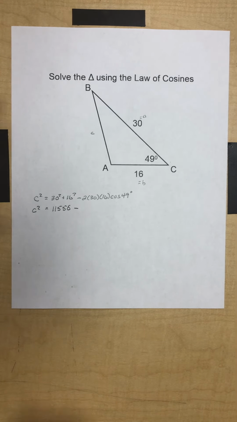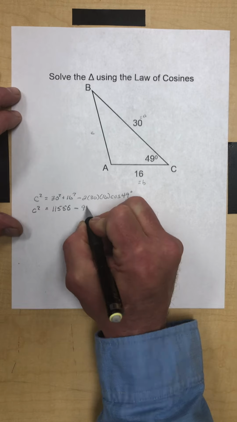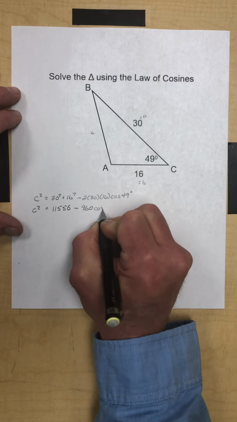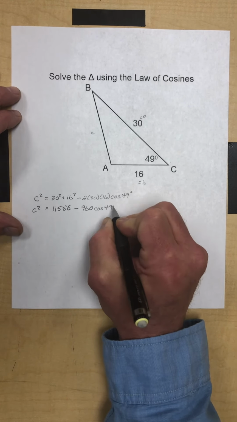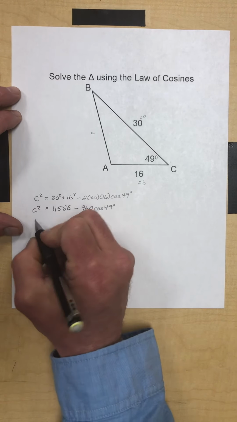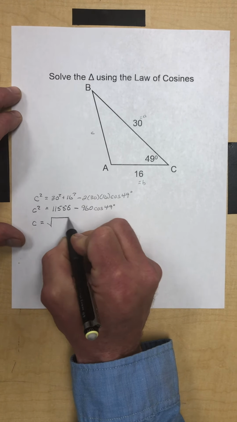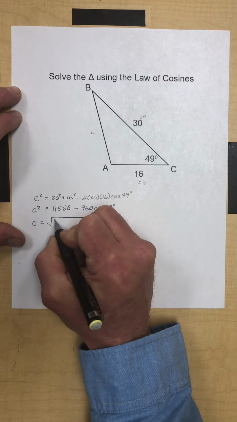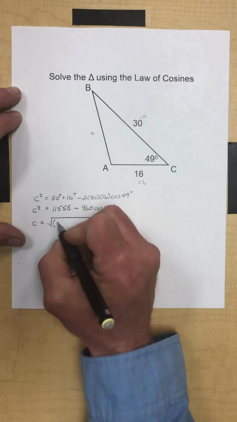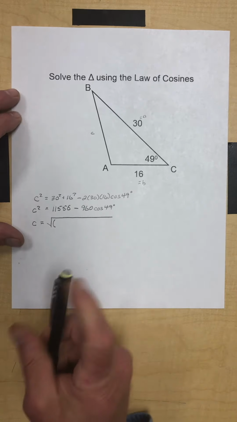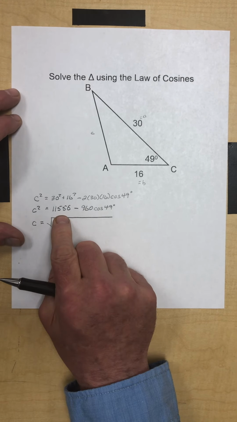and I'm getting 960 times the cosine of 49 degrees. Okay, and so obviously C is going to end up being the square root of that whole thing. Now I would punch the whole thing into your calculator. That guy automatically comes up. Okay, and so what do I have here? Why does this bother me? I think I have one too many fives there.